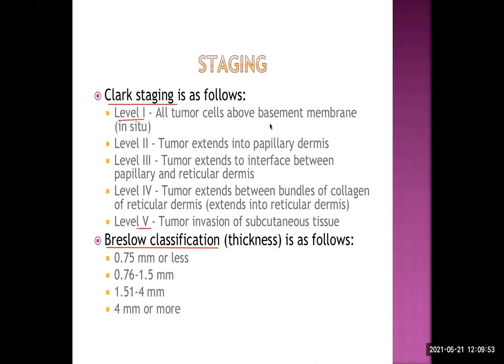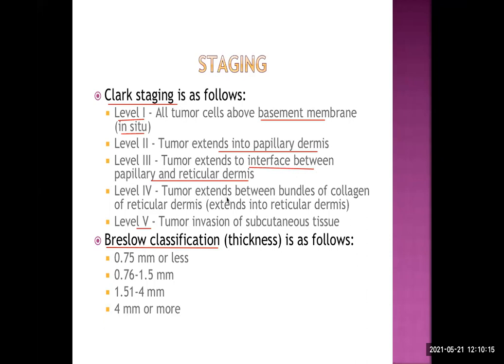Level 1 means all tumor cells are above the basement membrane. So this is just like a melanoma in situ. Level 2, tumor extends into the papillary dermis. Papillary dermis is the upper part of the dermis. Level 3, tumor extends to the interface between the papillary and reticular dermis. Interface means right in the middle.